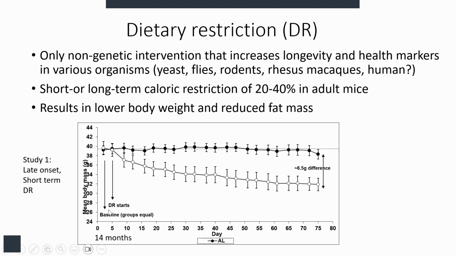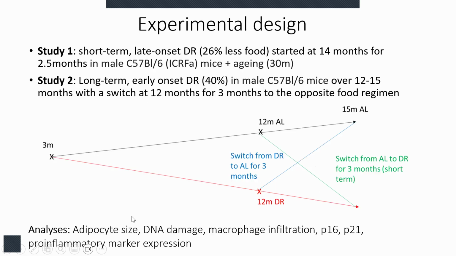Normally we start at 3 months of age, and you see in parallel there is quite a difference in body weight. Our first study is a late onset, so we didn't start at 3 months, but around 12 months, or even at 14 months, and it was only for 2.5 months. So people like me who are already older can still do it if they like. And we also followed mice until the age of 30 months, which is quite old.